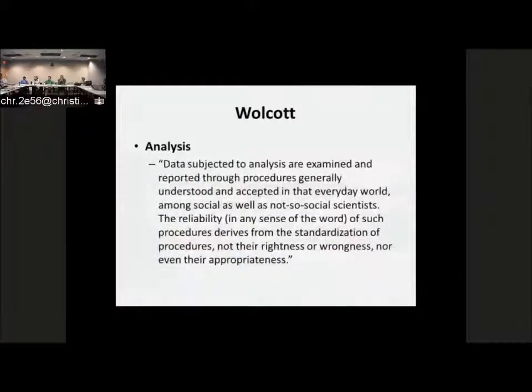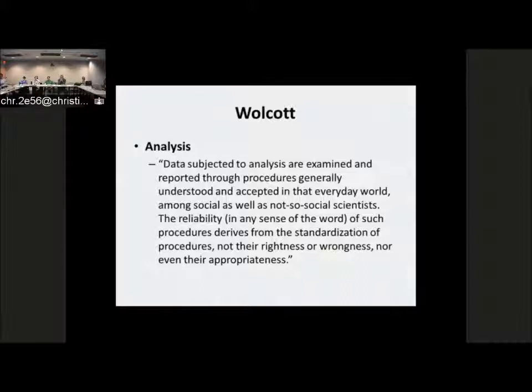It's bad. So when we're talking about analysis, "data subjected to analysis are examined and reported through procedures generally understood and accepted in that everyday world among social as well as not so social scientists. The reliability in any sense of the word of such procedures derives from the standardization of procedures, not their rightness or wrongness, nor even their appropriateness." So it's the standardization that we talk about in terms of procedures.